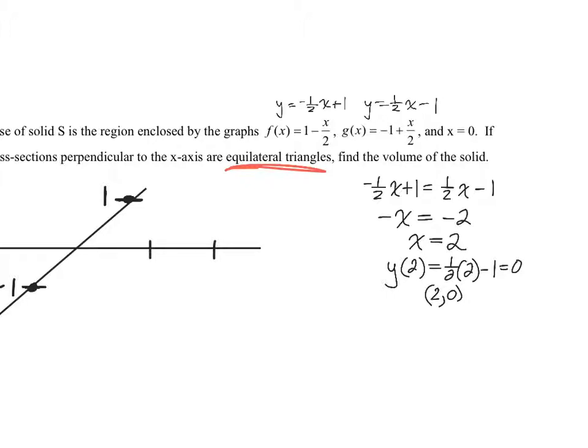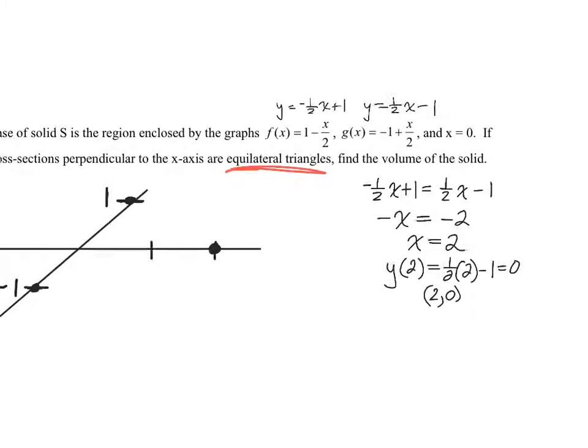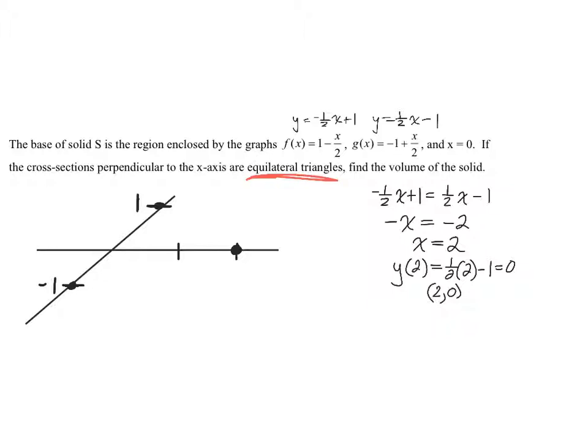All right, so at (2, 0), I'm going to have that intersection. So I know I have a point here. All right, so I'm just going to read the question again. The base of solid S, oh, actually, I don't think I ever read the question. The base of solid S is the region enclosed by the graphs, and x equals 0. All right, x equals 0 is the y-axis. So we're talking about a triangular region. Cross sections perpendicular to the x-axis are equilateral triangles.